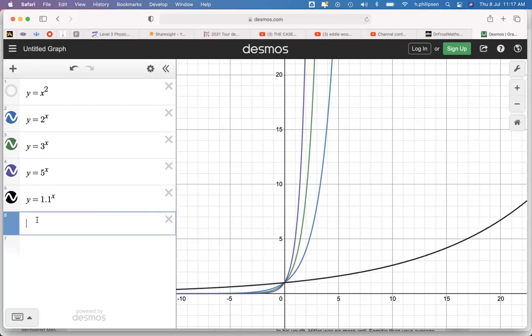All right, now all of the numbers that we've chosen here, 2, 3, 5, and 1.1, are greater than 1. So what if I choose this one? What if I go y is equal to 0.5 or half to the power of x? And let's see what happens there. Right, so as soon as we dip below the 1, something different happens. It's like it flips. And whereas the steep bit used to be on the right, now we're finding the steep bit is sitting on the left.